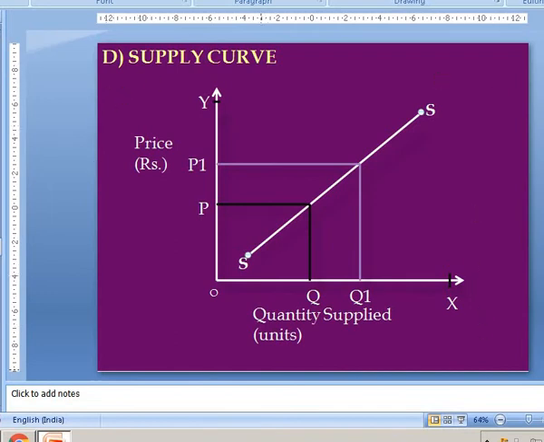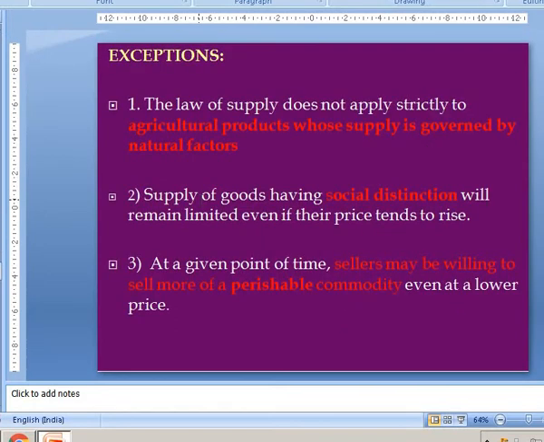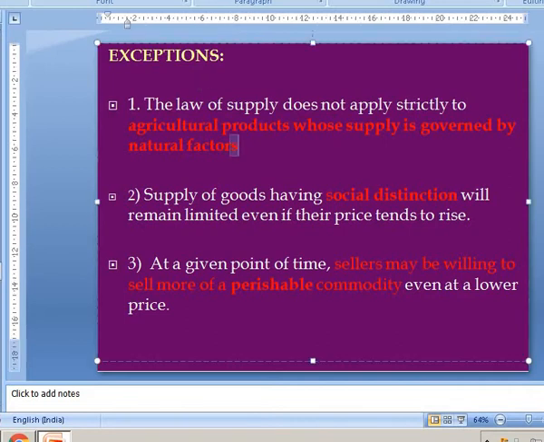Now, a little addition to this law would be a few exceptions to the law of supply. Sometimes the law might not hold true under certain circumstances. And what are those circumstances? One would be that the law of supply will not apply in the case of agricultural products.